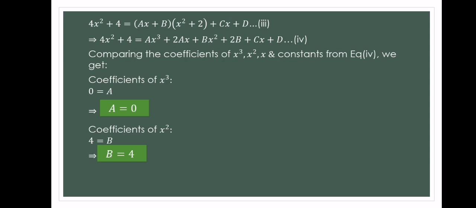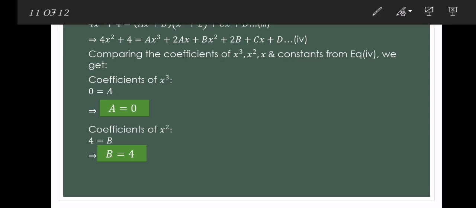The coefficients of x³ are to be compared first, since x³ is the highest power of x. So we start with the comparison of coefficients of x³. Since on the left hand side we do not have any term containing x³, in its place we write 0. So 0 will be equal to a, or a is equal to 0 is the value of a. Comparing the coefficients of x², we get 4 is equal to b, and the value of b is 4.